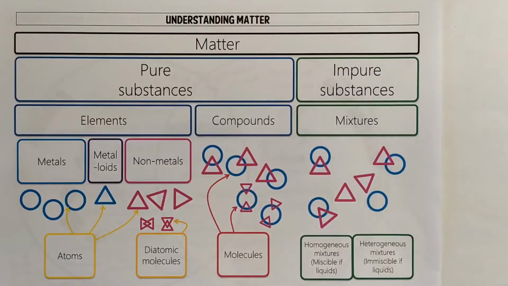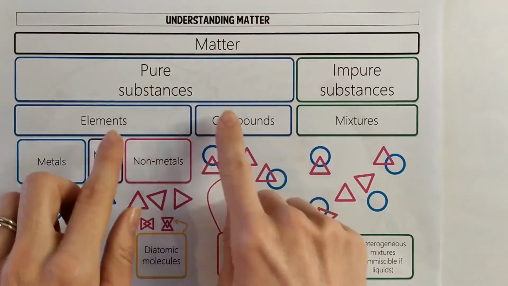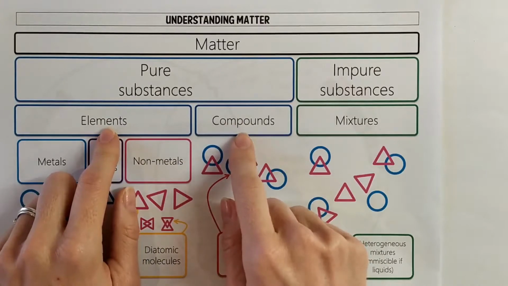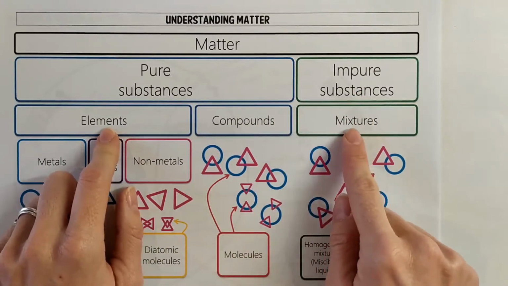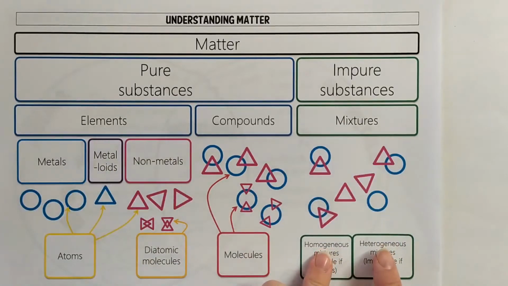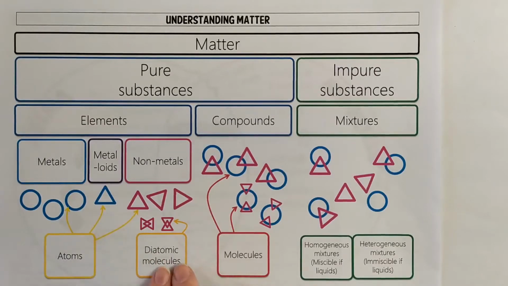Hi everyone. By now you should have a pretty good understanding of how matter can be divided into pure substances, such as elements or compounds, or impure substances, which are otherwise known as mixtures. Mixtures can be further divided into homogeneous or heterogeneous mixtures. We have also looked at how atoms are the smallest particles of elements which can take part in chemical reactions and remain unchanged.